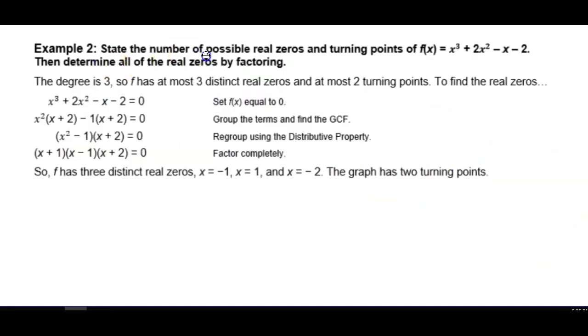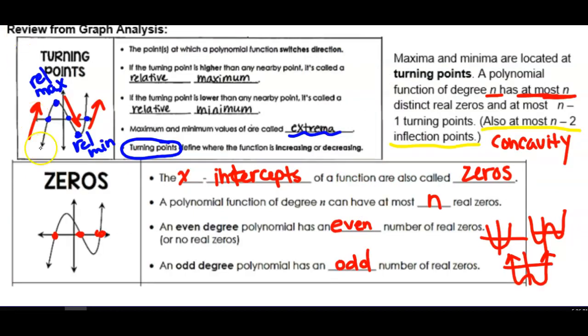So state the number of possible real zeros and turning points. Okay, let's see. This has to do with the degree. Turning points is degree minus 1. We should go back and look at that real fast. Okay, when you had 3 zeros, you had 1 max and 1 min. So you had 2 turning points. It's always 1 less, okay?